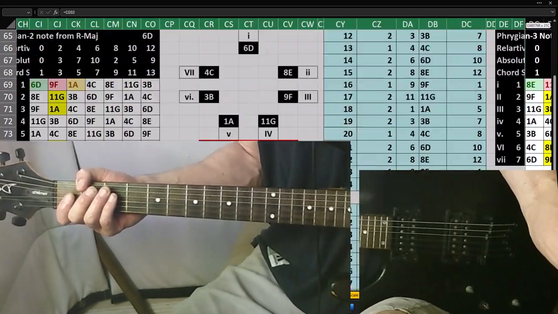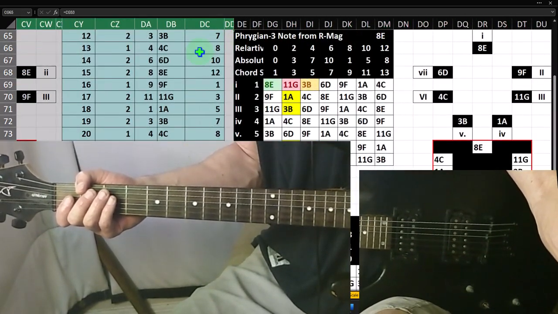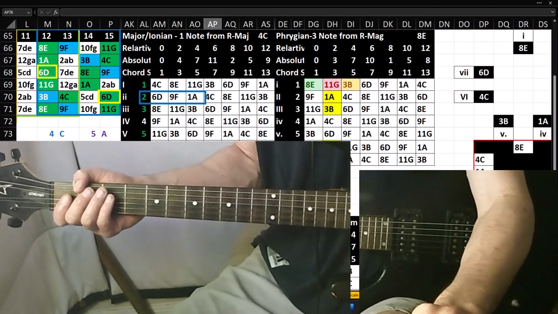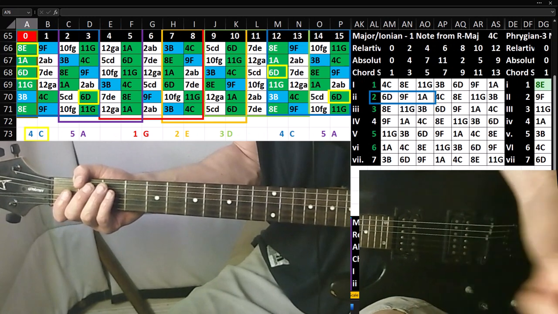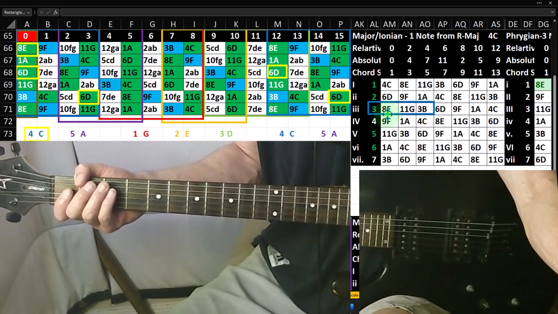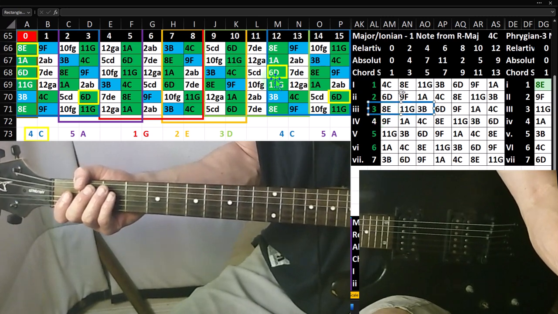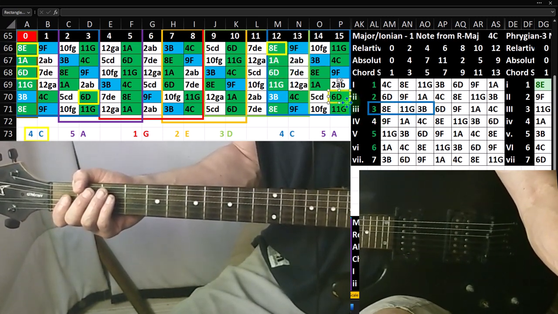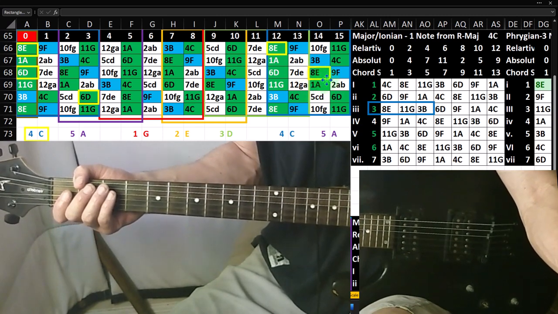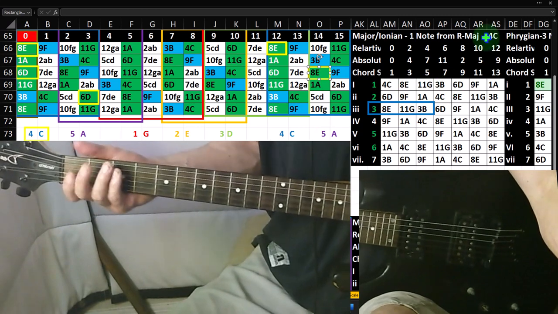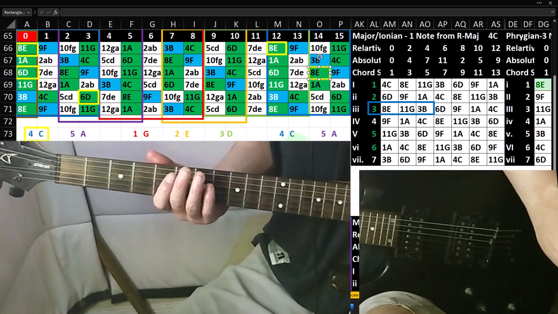I could say, okay, well, what if I went to the next one, which would be Phrygian mode, or I could just say now I'm just going to play around the 3 or the E. So I can just practice this same shape and say now I'm just going to make the E the center point. So I'm going to go from E to E. So if I play this same shape, the related major is the C, so it's shape number 4 still.